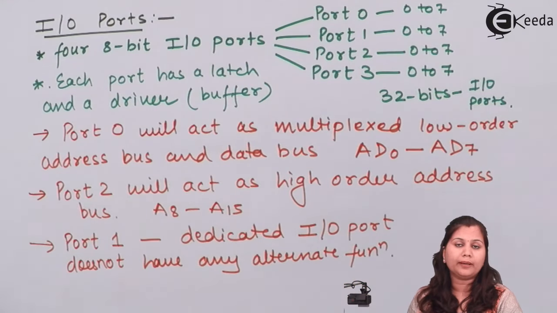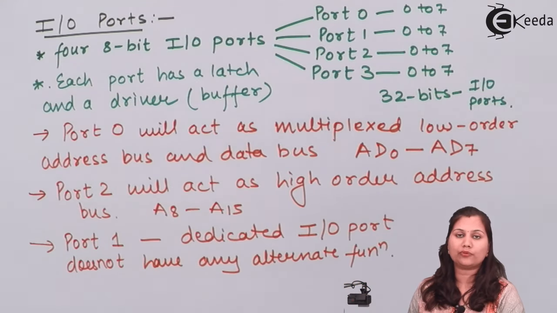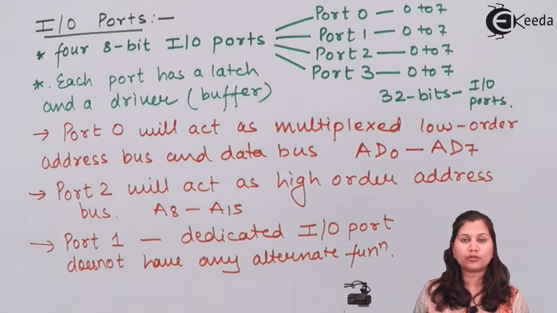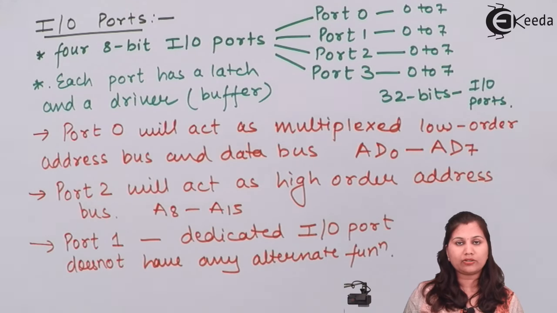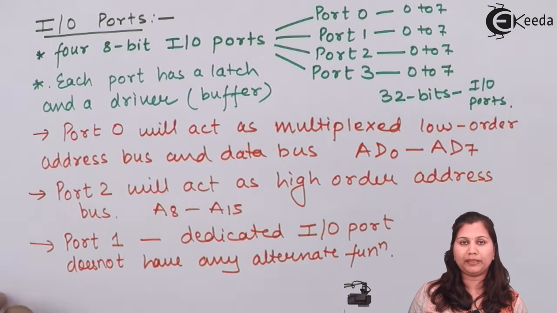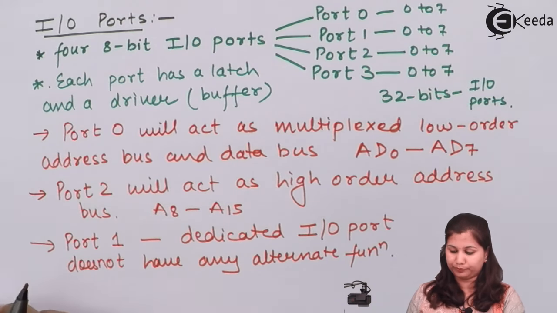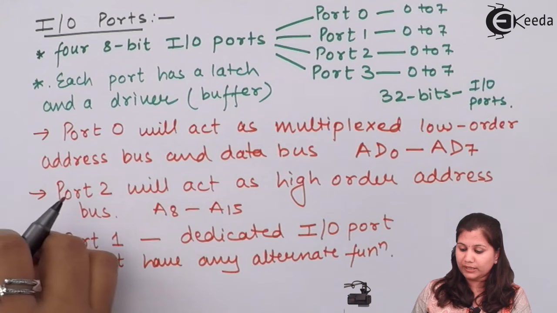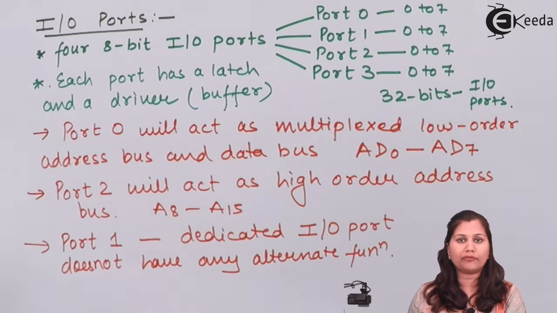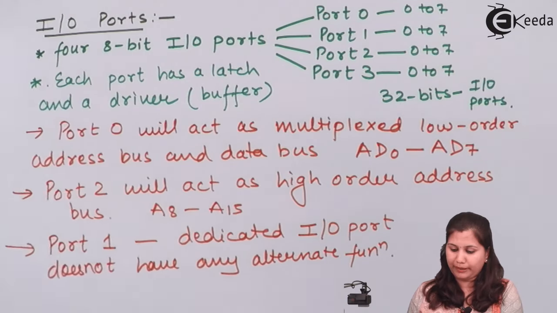Now port 3 pins can be used for serial communication, like serial transmit and receive, for the interrupt pins, for timer and counter pins, and for the read and write signals. So port 3 also has dual functions. It can act as input output pins and also as external signal pins. So these were the input output ports of the 8051 microcontroller.